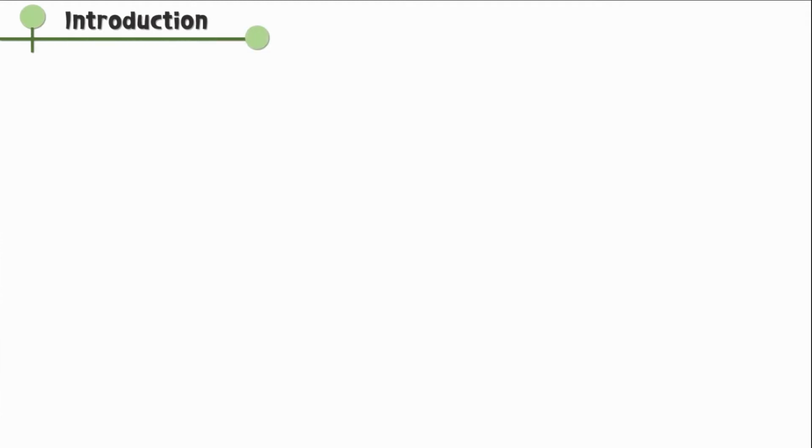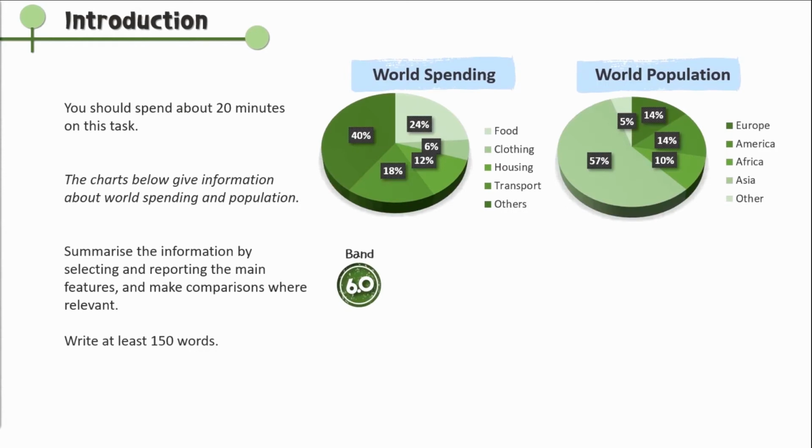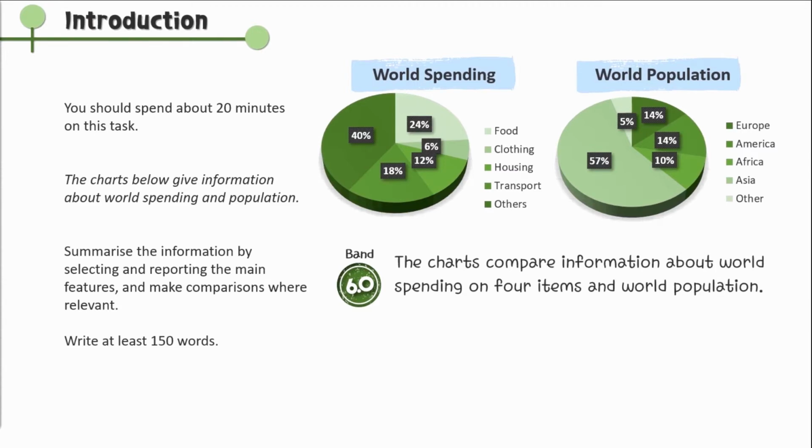Remember that you can have a band 9 introduction if you can successfully paraphrase the question statement. Let's study this introduction. The charts compare information about world spending on 4 items and world population. The writer almost copied exactly the given heading of the graph, and only changes the words give information to compare. This is a band 6 introduction, as it was not successfully paraphrased.